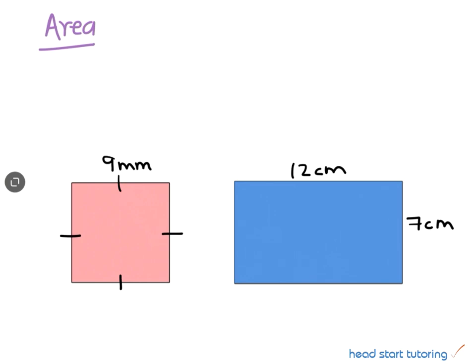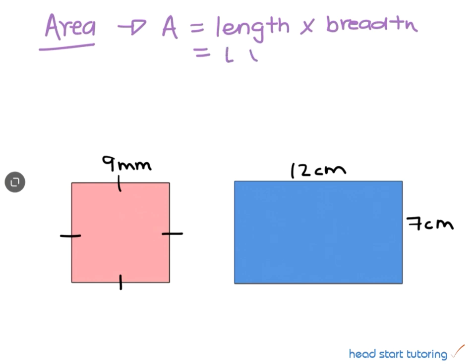We are going to be having a look at the area of squares and rectangles. The formula for the area of a square or a rectangle is length multiplied by breadth. So we can abbreviate those to be length times breadth, or L times B. So the area of a square or a rectangle is equal to length times breadth.